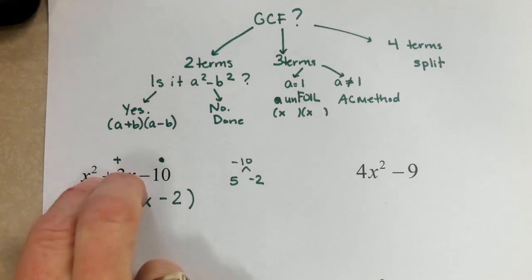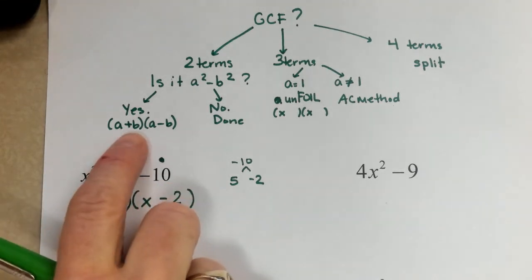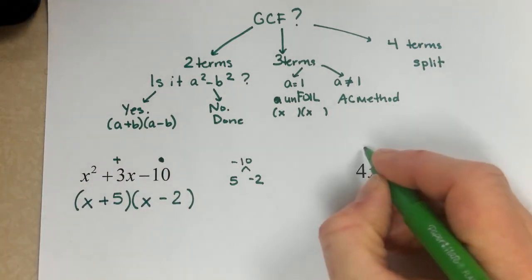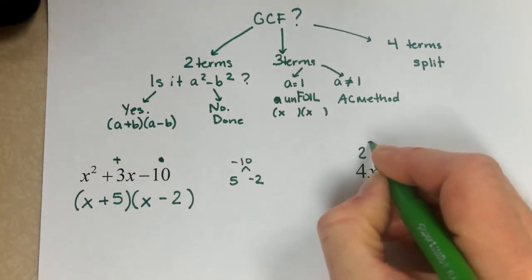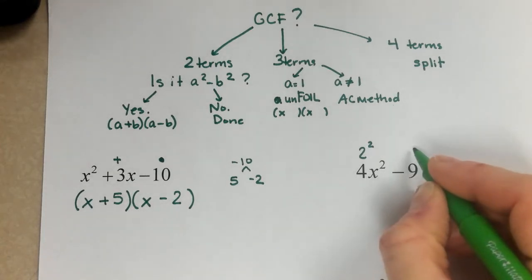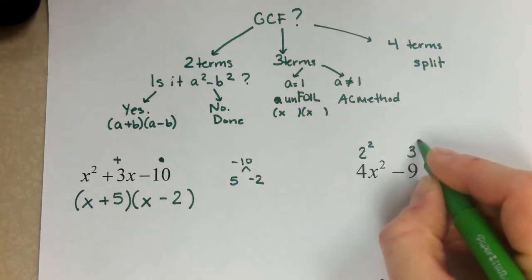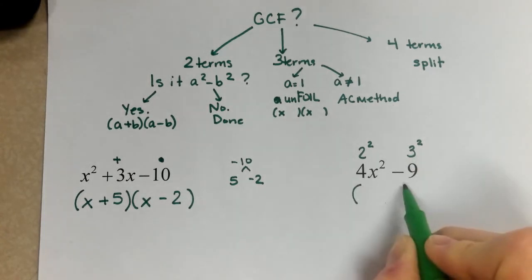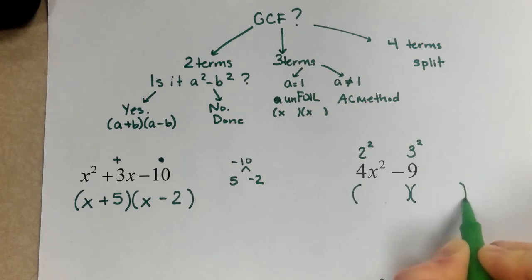So we're going to be able to use the factoring difference of squares pattern here, a plus b, a minus b. Because a 4 is a 2 and a 2, so 2 squared. An x squared is clearly an x squared. And a 9 is a 3 squared. And it does have subtract. So difference of squares pattern here, we can break up all the squares.